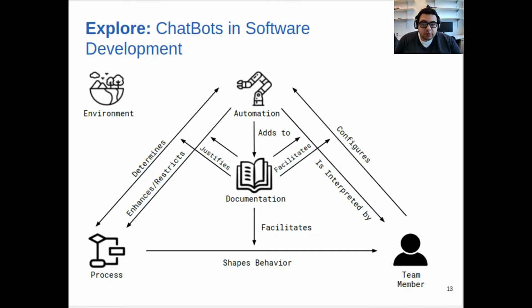We've already come across automation as a form of documentation as well. How will a chatbot impact the way developers interpret the process? And as a conversational interface, how will developers interpret the chatbot's results? Will they be more inclined to take its results at face value because they tend to anthropomorphize it? How will it be configured? And what tasks will it take on? There's a lot here that we have yet to explore. And I don't know about you, but I'm really excited to find out the answers to these questions.